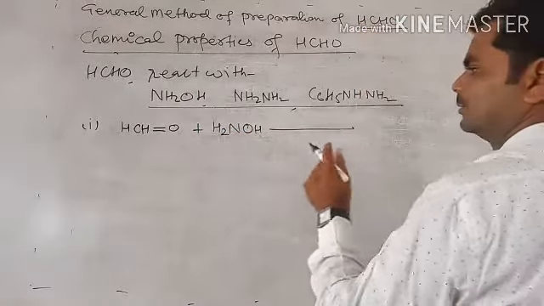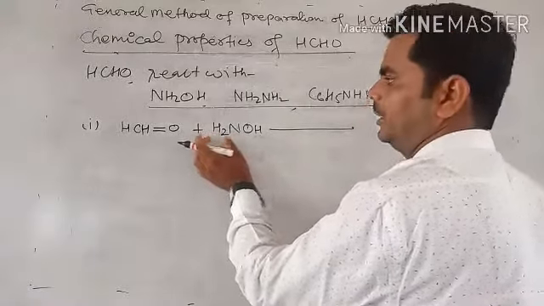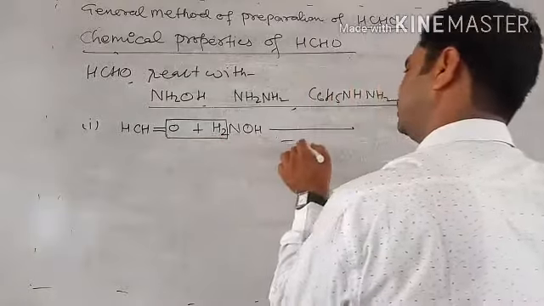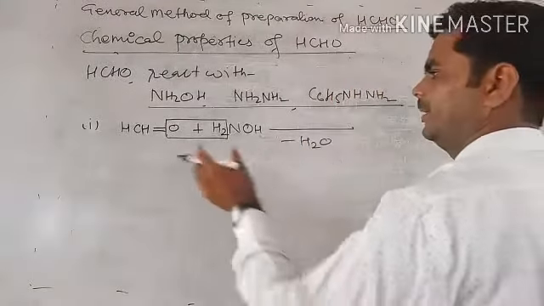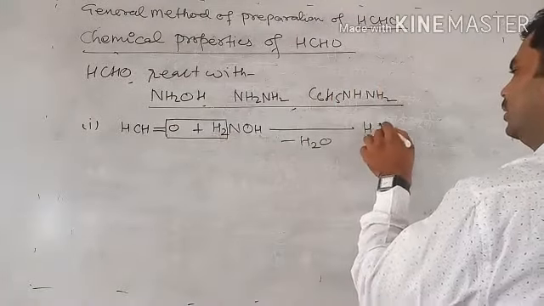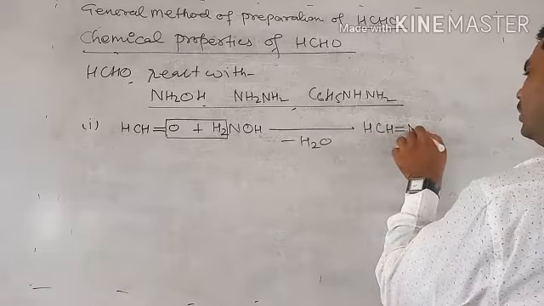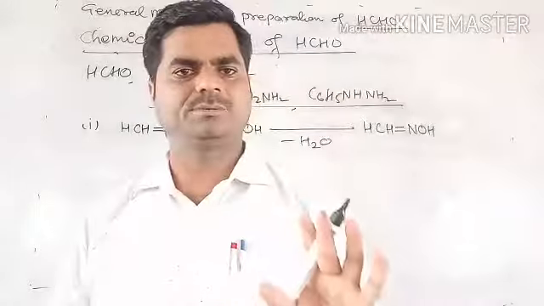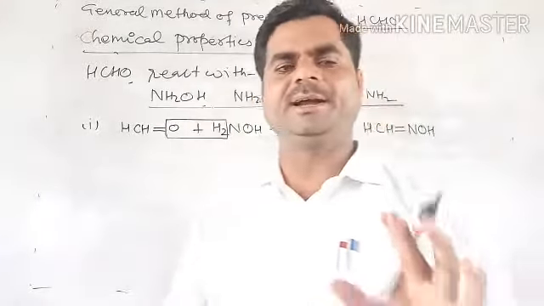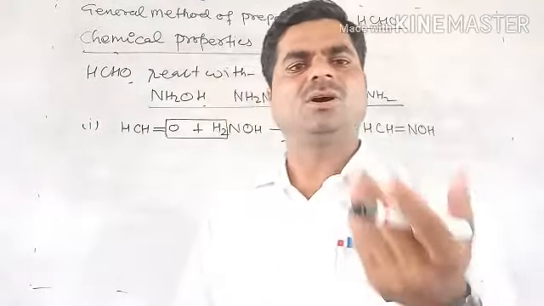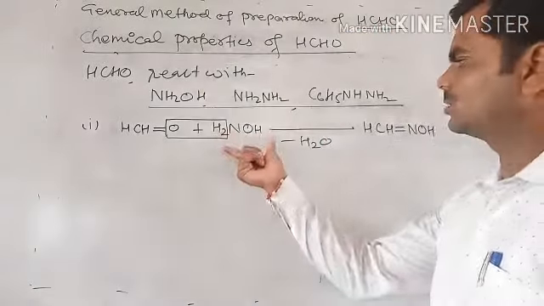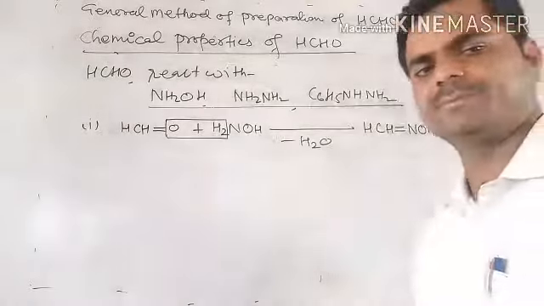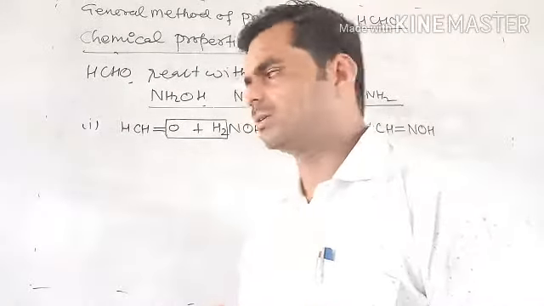Okay, then the hydrogens of hydroxylamine and the oxygen of formaldehyde react to form a water molecule, minus H2O, and what remains is H2C=N-OH. When any aldehyde reacts with hydroxylamine to form an oxime, and this hydroxylamine reacts with formaldehyde, that is called what? Formaldoxime. That is called formaldoxime.